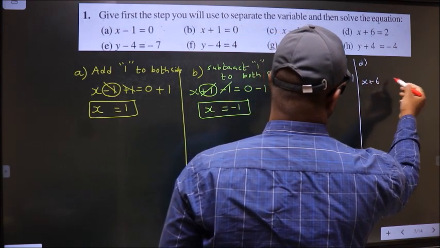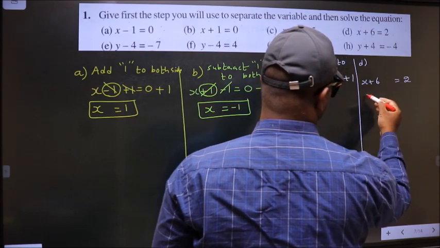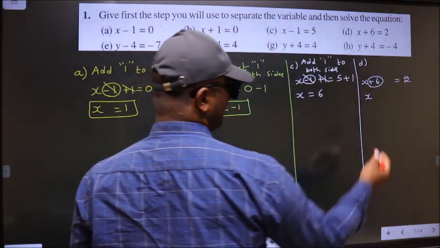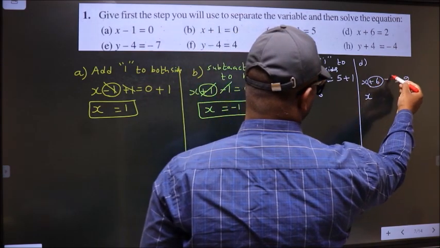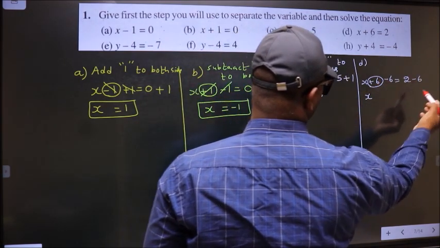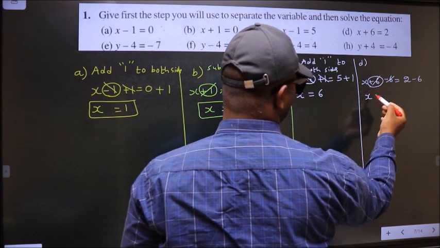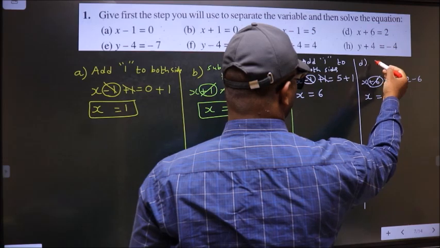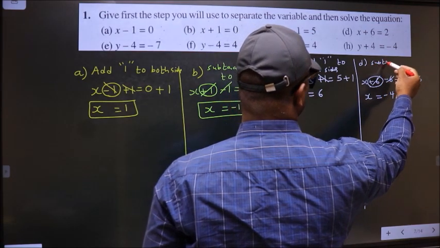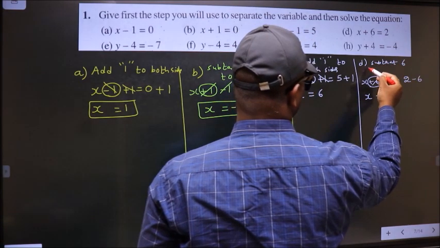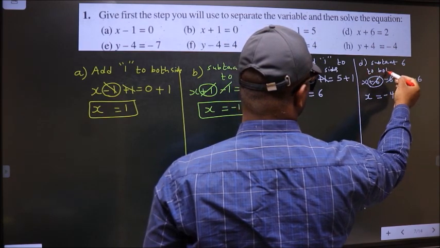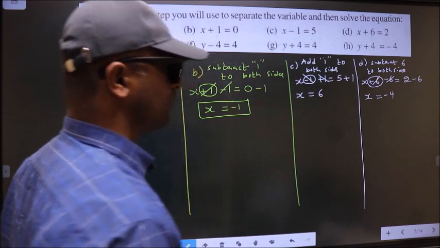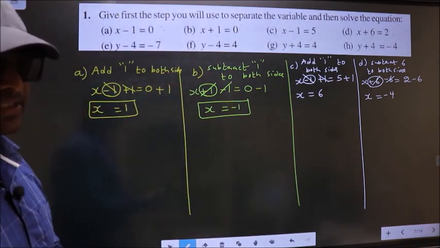x plus 6 equal to 2. Now to get x, we should remove plus 6 from here. To remove plus 6, you subtract 6 on both sides. So this cancel out, x equal to 2 minus 6, minus 4. Here we should write subtract 6 to both sides. Okay. Next.